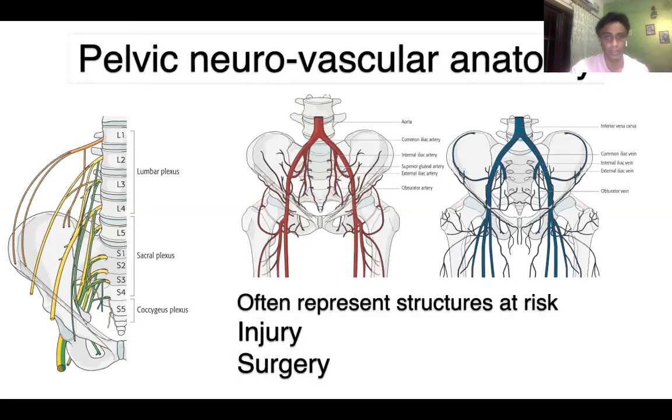So leaving the osseous anatomy, you need to be aware of the pelvic neuromuscular anatomy as well.